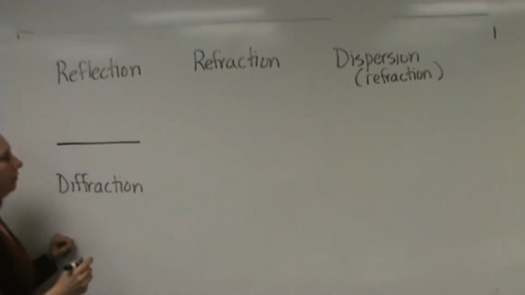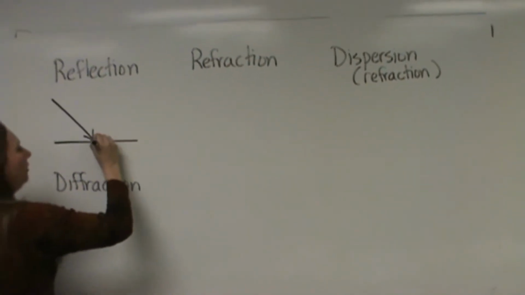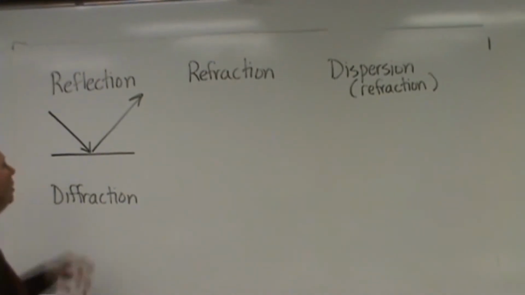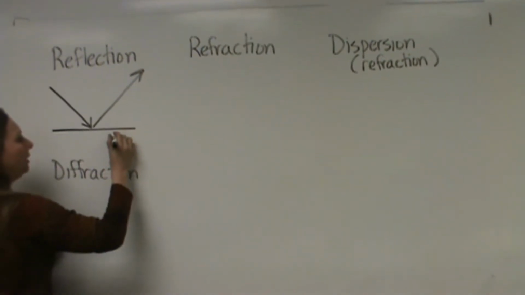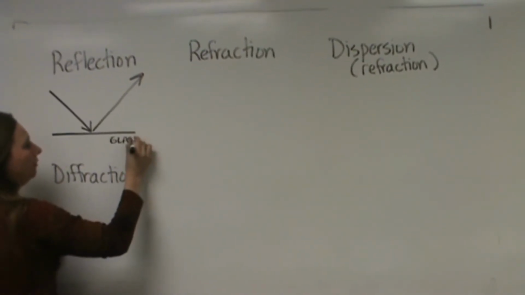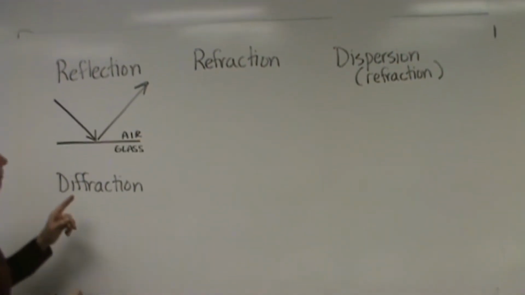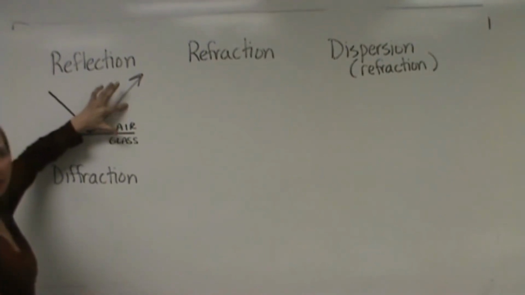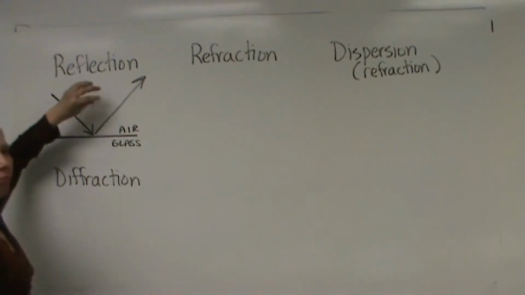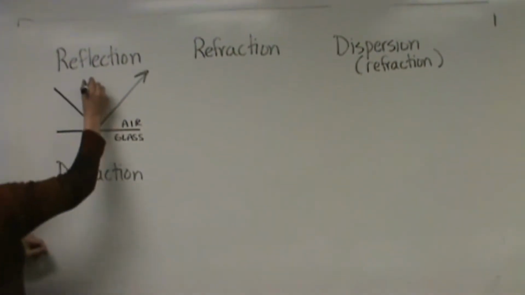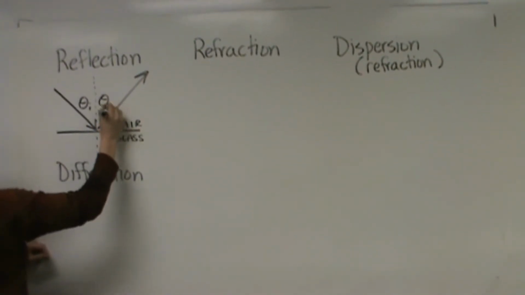In reflection, the incident ray comes down, and there's your reflected ray. Reflection is when a wave bounces off a surface. Now this could be glass, for example, and this could be air. Notice that in reflection, the incident ray and the reflected ray are in the same medium. They're both in the air. They both stay in the air. Right? And the incident angle and the angle of reflection are equal.